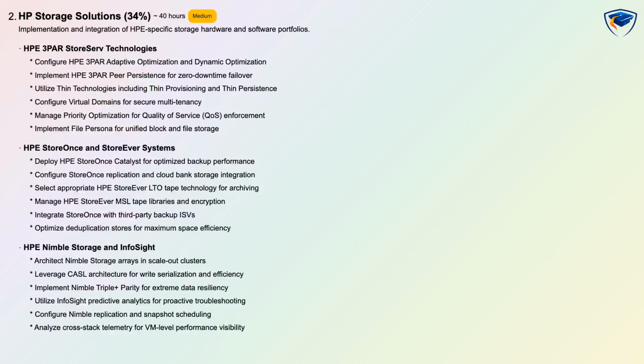You will also learn HPE StoreOnce and StoreEver systems including StoreOnce Catalyst deployment, replication and cloud bank integration, selecting HPE StoreEver LTO tape for archiving, managing MSL tape libraries and encryption, and integrating with third-party backup ISVs to optimize deduplication stores. Finally, Nimble Storage and InfoSight topics cover architecting scale-out clusters, leveraging the CASL architecture, implementing triple plus parity for resiliency, using InfoSight predictive analytics, scheduling replication and snapshots, and analyzing cross-stack telemetry for VM-level performance visibility.